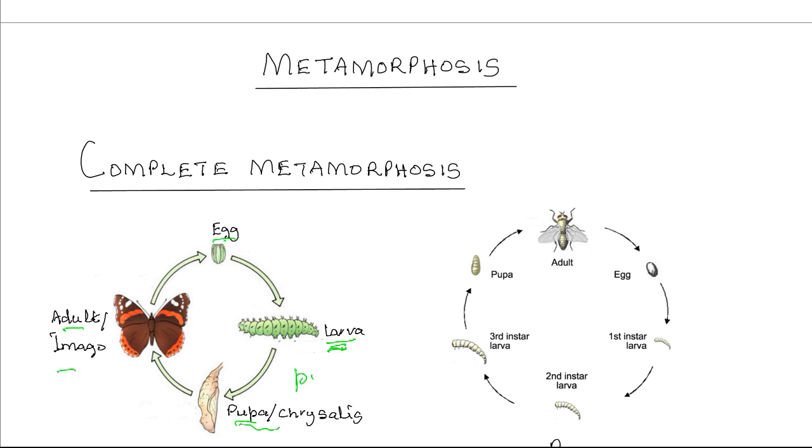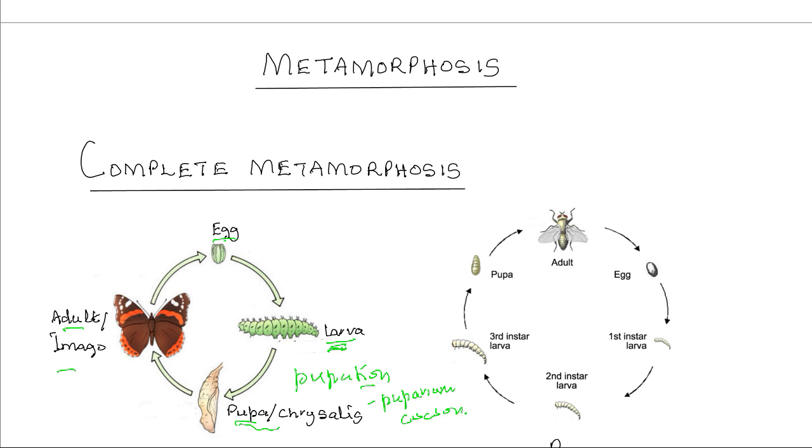The transformation involves encasement of the larva in a process known as pupation. So from the larva to the pupa, there is a process of pupation. And the pupal case in which the organism is contained is known as a puparium or cocoon. That is a protective encasement that contains the pupa.